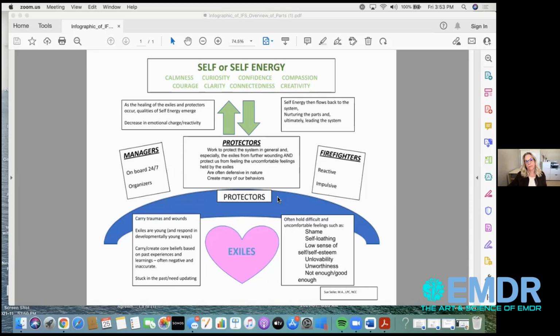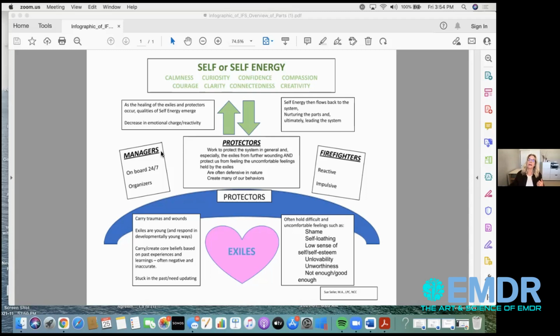So, two different styles of protectors, the managers. They're on board 24/7. They organize, they keep our calendar, they keep us on time. They're the planners. They're beautiful. And then the firefighters, which can be more reactive and impulsive, and they create spontaneity. They can create passion and the fun. So they're beautiful too. Now, when these protectors overwork, that's where we get into trouble.